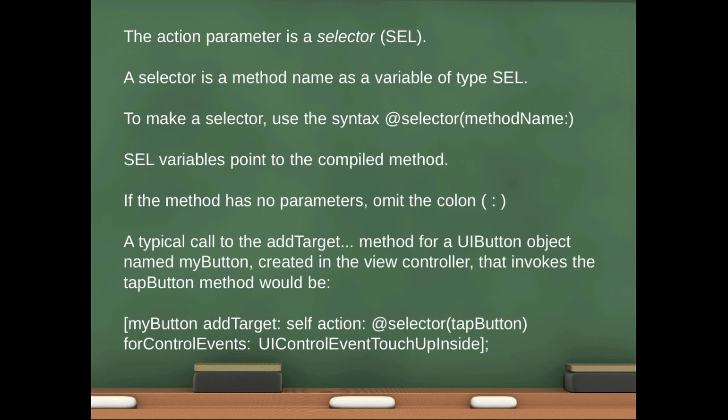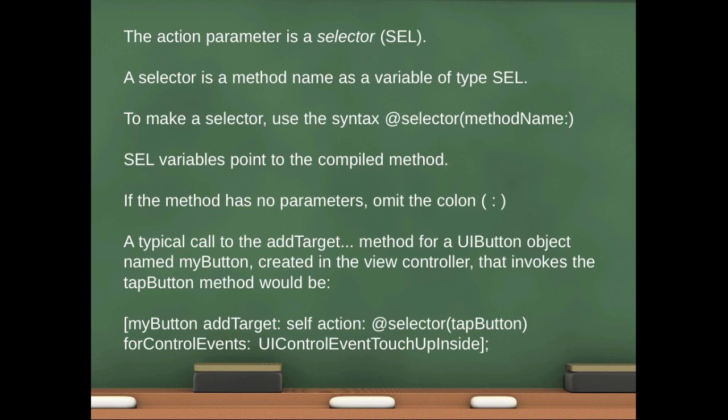The action parameter is a selector, and a selector is a special type. It's a typed definition of the method name. It's the method name as a variable of type SEL. And this is the compiled method name. So to make a selector, we use this special syntax, @selector, and then in parentheses, the method name. Now, SEL variables point to the compiled method.